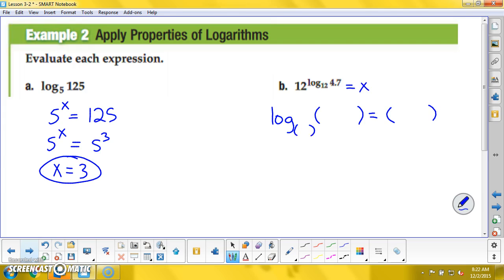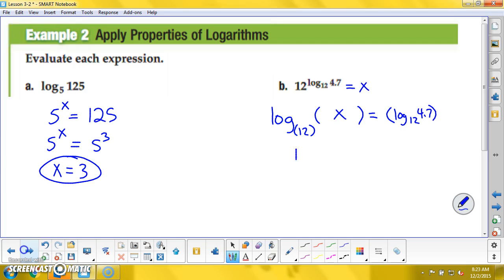So here's how we do that. The base of the problem is 12, so that's the base of the log. The exponent needs to go over here on the right, so the log of 4.7 base 12. And then what's on the right hand side, x, has to go inside this log.